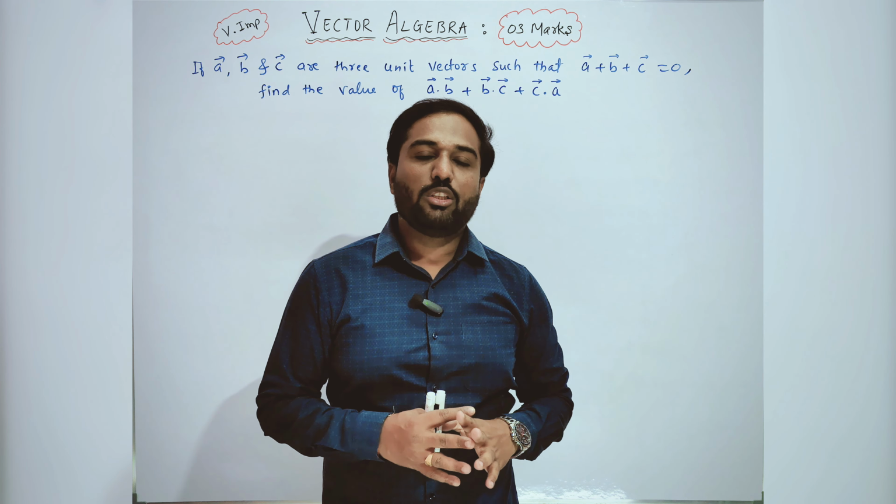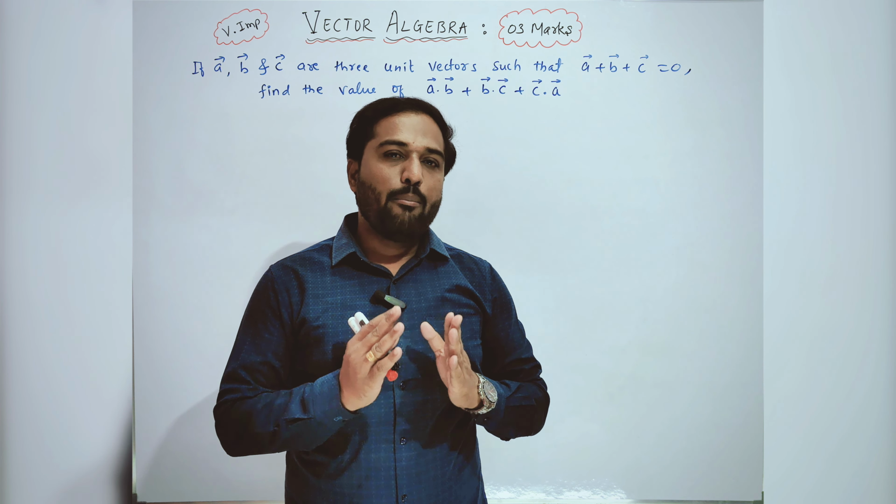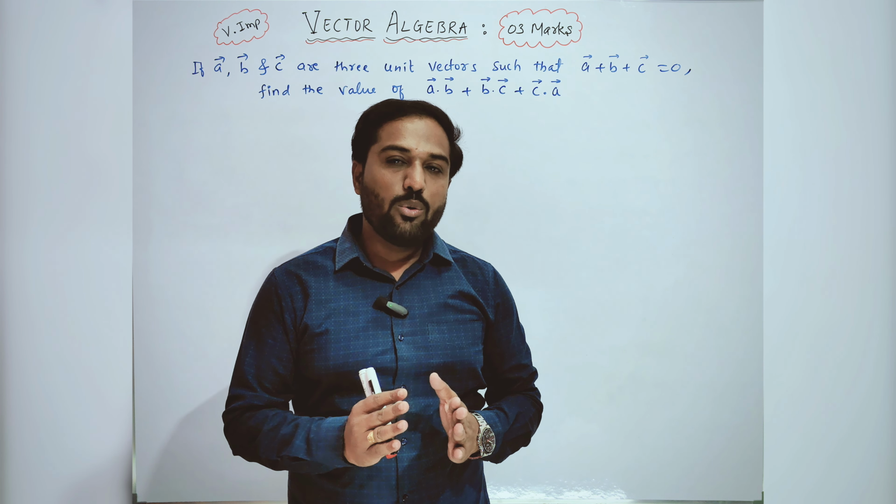So you should know the definition of a unit vector. A unit vector is one whose modulus or magnitude is equal to 1, or unity. If the modulus is 1, then we say it is a unit vector. First let us write down the given according to the statements. A, B, C are unit vectors, in the sense the magnitude of vector A is equal to 1, magnitude of vector B is equal to 1, and magnitude of vector C also is equal to 1. And also he has given A plus B plus C is equal to 0.